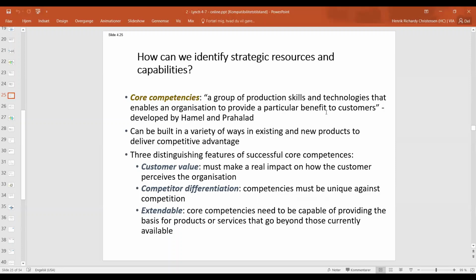So we could investigate it in a more specific way by looking down here and say there are 3 distinguishing features. Customer value. If this competence that we're looking at, it must give a real impact on how the customer perceives the organization. It should be differentiating ourselves from the competitors, and we should be able to extend it to use that specific competence, a core competence, in other areas. For example, Coca-Cola, they should be able to use their marketing and sales skills in other areas as well to create a value to them.